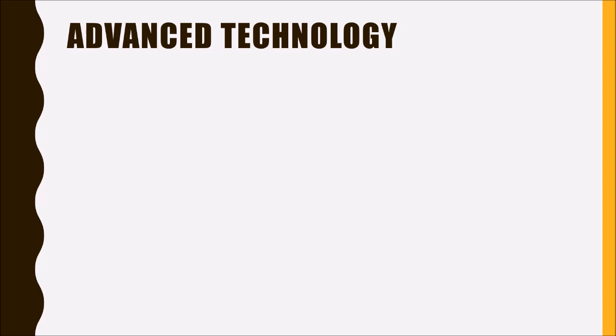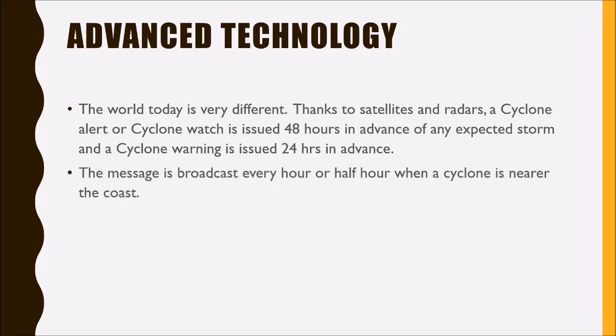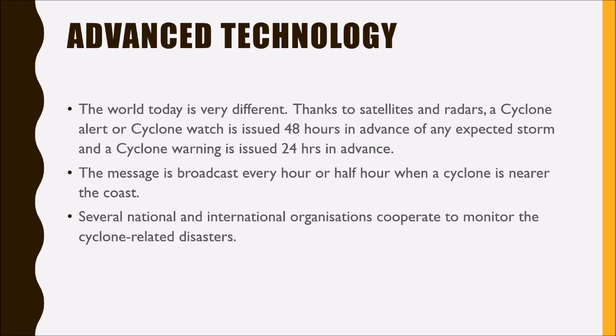Let us see how advanced technology has helped us in dealing with natural calamities. The world today is very different. Thanks to satellites and radars, a cyclone alert or cyclone watch is issued 48 hours in advance of any expected storm, and a cyclone warning is issued 24 hours in advance. The message is broadcast every hour or half hour when a cyclone is nearer the coast. Several national and international organizations cooperate to monitor cyclone-related disasters.